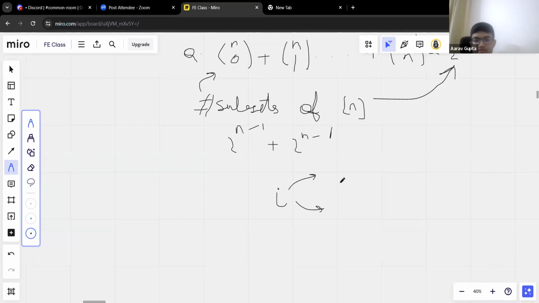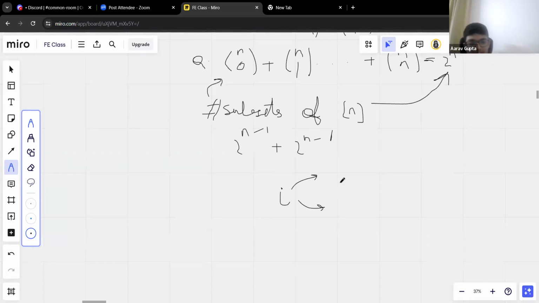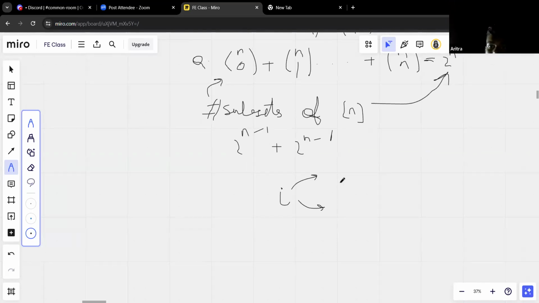So, is everyone clear with this? This is by the principle of fundamental counting.